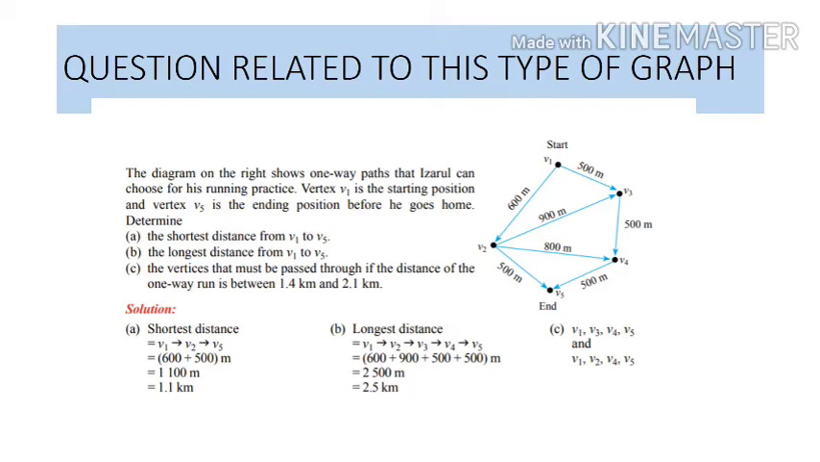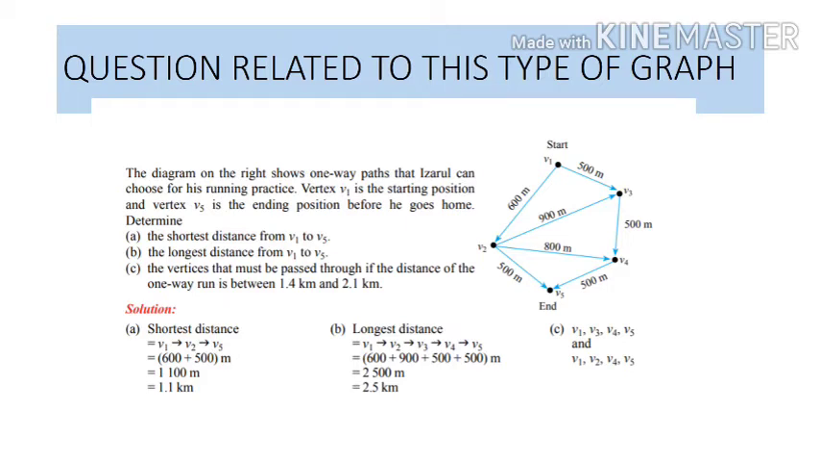As you can see here, is a question related to this type of graph. The diagram on the right shows one-way paths that Izarul can choose for his running practice. Vertex V1 is the starting position and vertex V5 is the ending position before he goes home. Determine A, the shortest distance from V1 to V5.